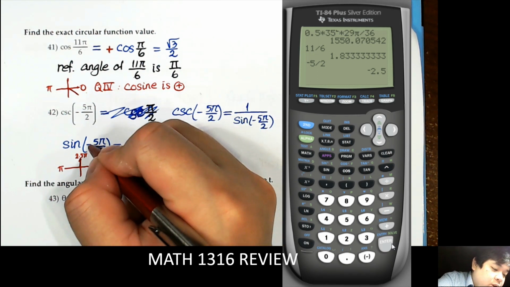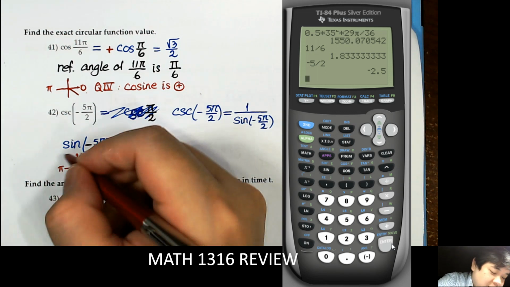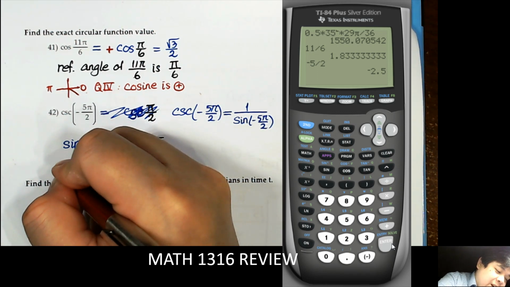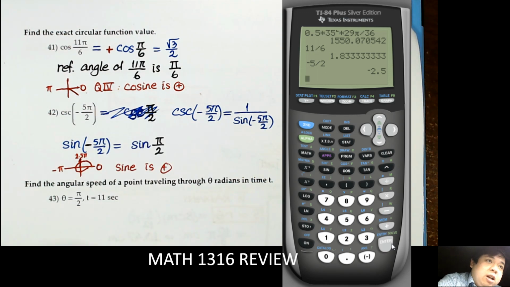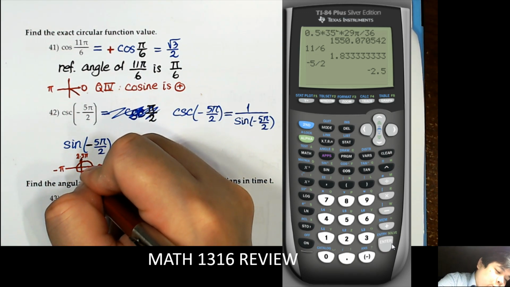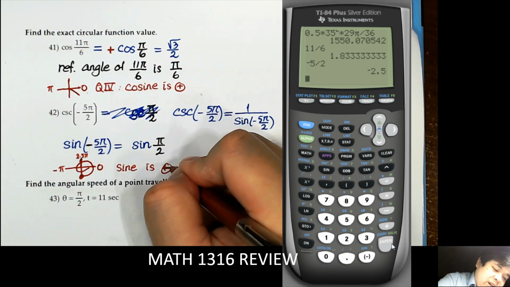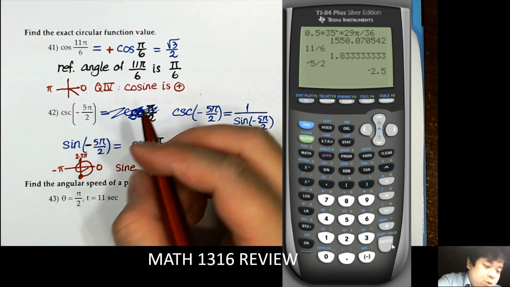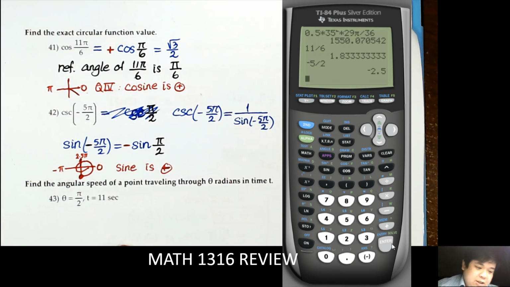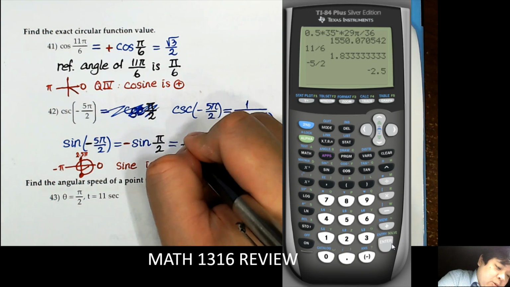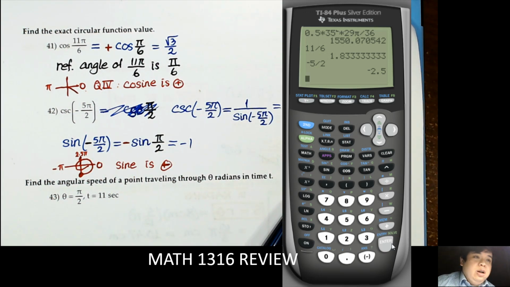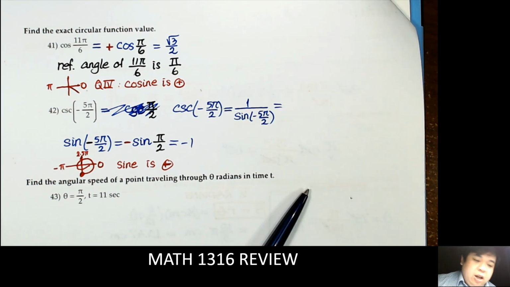Except this time we go with the negative direction. So 0, negative pi, negative 2 pi, and negative 2.5 pi. So this should be negative because here y is negative, so sine is negative. We have the negative direction. So we have sine pi over 2, which is 1. So this is just negative 1. So we have 1 over negative 1, which is negative 1.